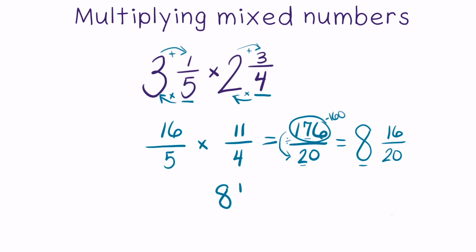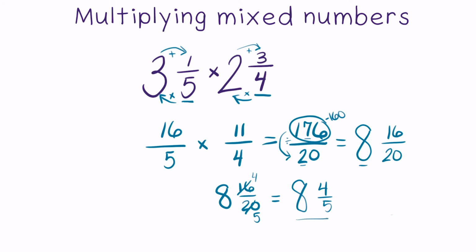Using the number 8 and 16/20, we should look at the numerator of 16 and the denominator of 20 and determine if they share any common factors. And they do. They share the common factors of 2 and 4. So what we're going to do is use the greatest common factor of 4, and we're going to simplify the fraction part of the mixed number by dividing the numerator by 4 and dividing the denominator by 4. So the numerator of 16 divided by 4 equals 4, and the denominator of 20 divided by 4 equals 5. And so we know that 8 and 16/20 can be simplified to be 8 and 4/5.